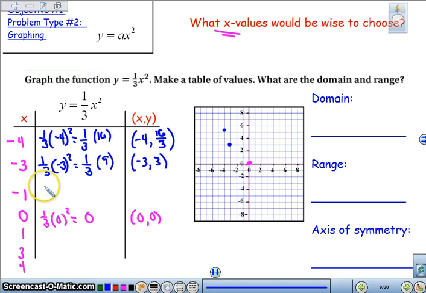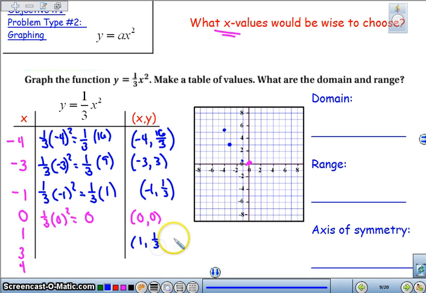When we put in -1, we're going to have 1/3 times -1 squared, which equals 1/3 times 1. So at -1, we should be at 1/3. So at -1, we're really close here. So what does our parabola look like? Well, remember, it's going to be symmetric. So when you replace x with 1, it's going to be at 1/3.